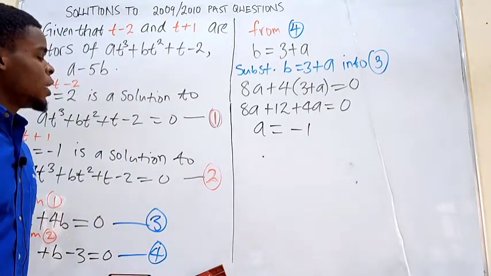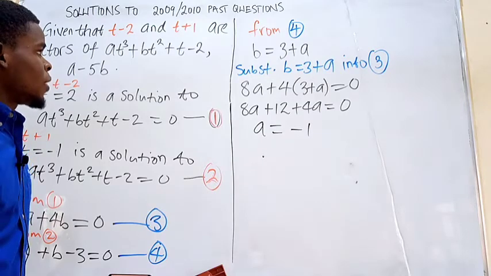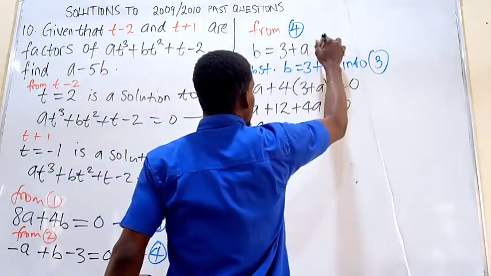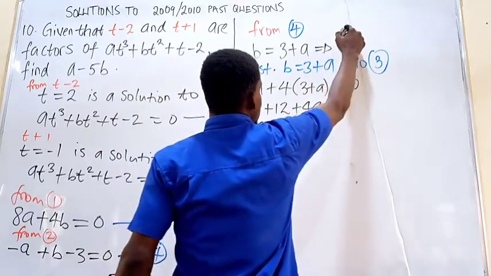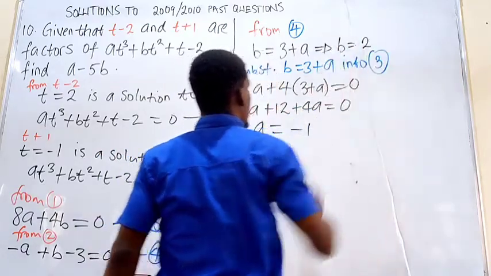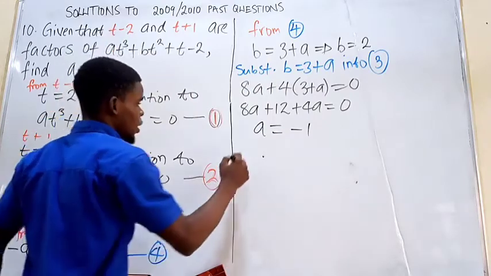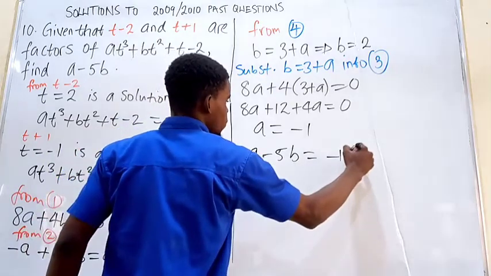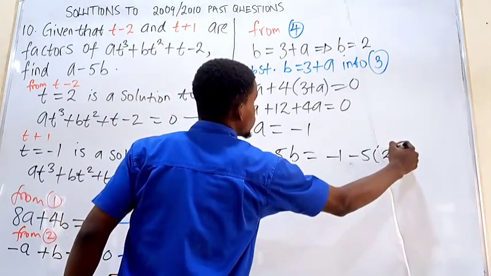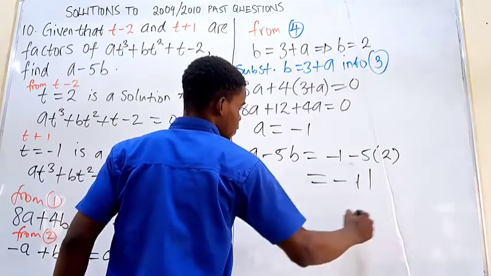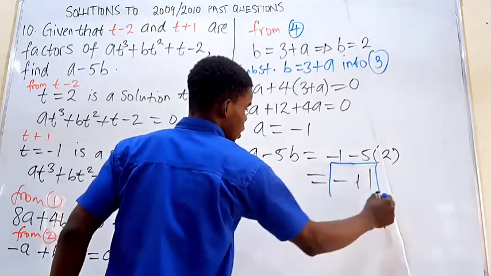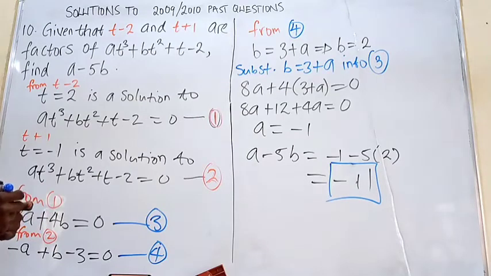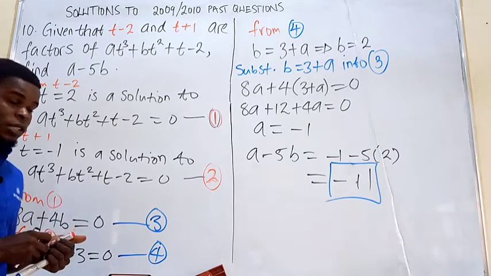And if we go ahead and try for b, since b is equal to 3 plus a, it means that b will be equal to 2. So that means that, all in all, a minus 5b will be equal to negative 1 minus 5 times 2. That will become negative 11. And this is the answer to the question. But the most important thing was to find the values of a and b first. Then you just make use of that and answer what you're being told to find.